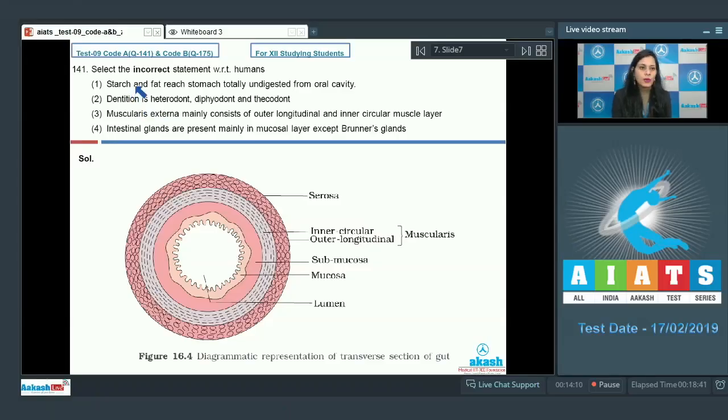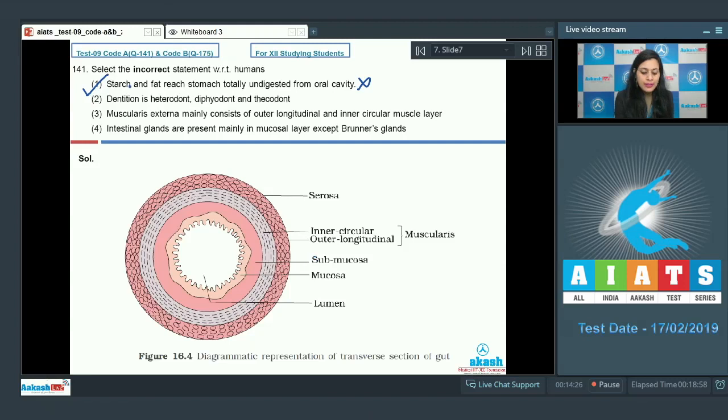Question number 141. Select the incorrect statement with respect to humans. And the very first statement is, starch and fat reach stomach totally undigested from oral cavity. And as it is an incorrect statement, so this is a correct answer to our question.